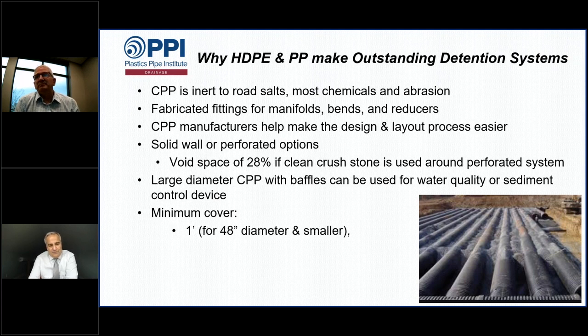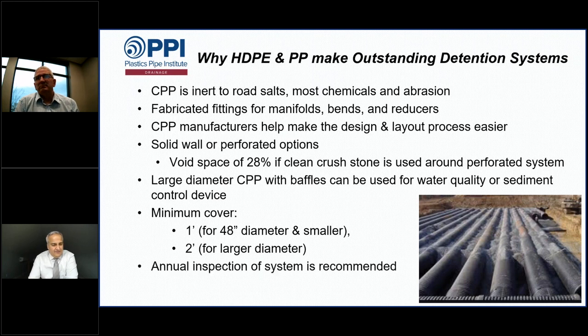There are minimum cover requirements for corrugated plastic pipe. Most of it is a foot under traffic, but if you're above 48-inch diameter, you're definitely going to want to see 2 feet of cover there. And we also recommend inspection of systems. That means providing some type of access so that these systems can be inspected. That doesn't have to be man access. That could be an inspection port that surfaces so that a camera can be placed into the system, again, to look for sediment or anything that might be building up. That's just a general recommendation that we include.